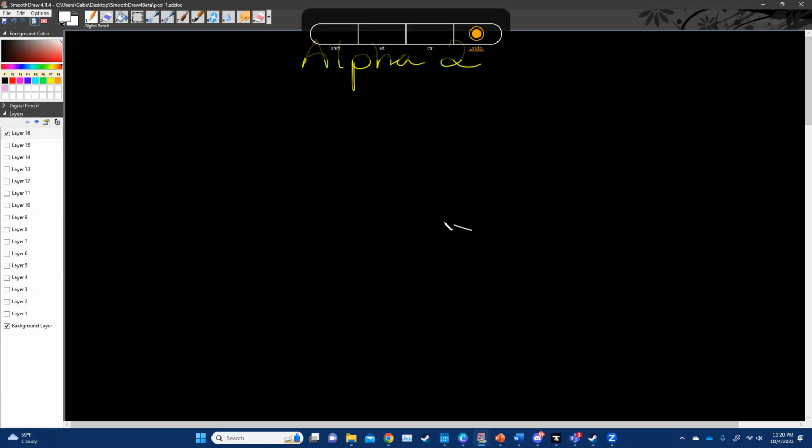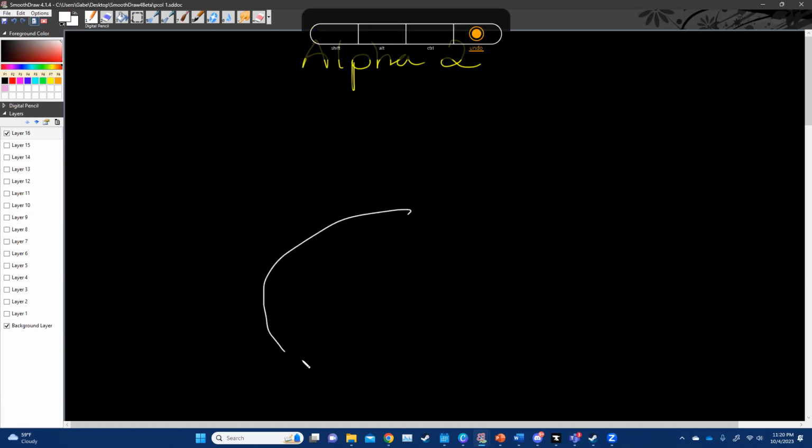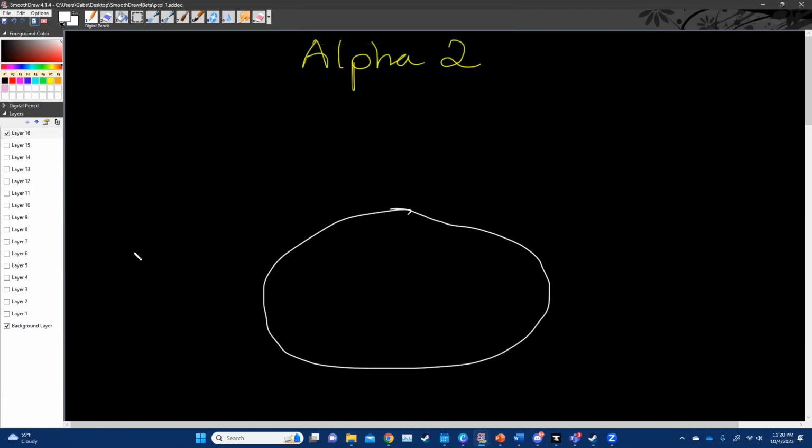So let's take a look at what alpha 2 is doing. I think I put it in yellow originally. Alpha 2. So if we draw a simplified version of our smooth muscle, so here we have, let's say, vascular smooth muscle. So the smooth muscle surrounding the blood vessels.